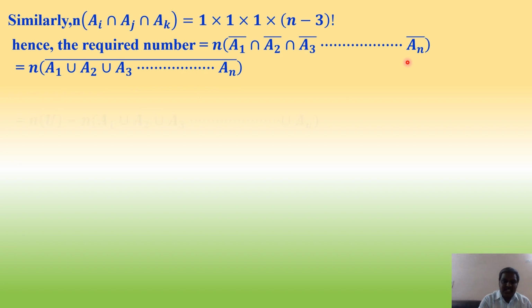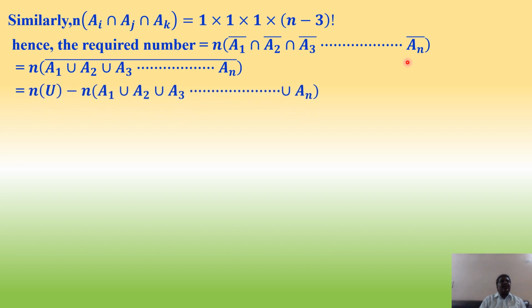How to write this one? This is nothing but n of U, the number of elements of the universal set, that is the total number of possibilities, minus n of A1 union A2 union and so on up to An. Here we have to use the inclusion and exclusion concept. So this is the way of applying my inclusion and exclusion concept to this large problem. See how the trick is applied here. You can enjoy this one.